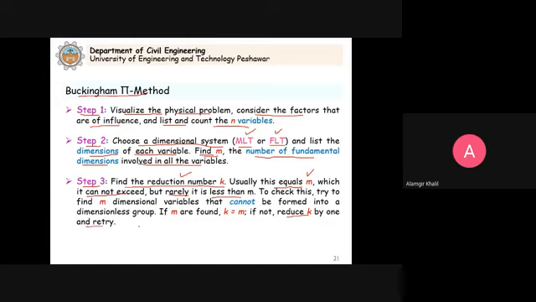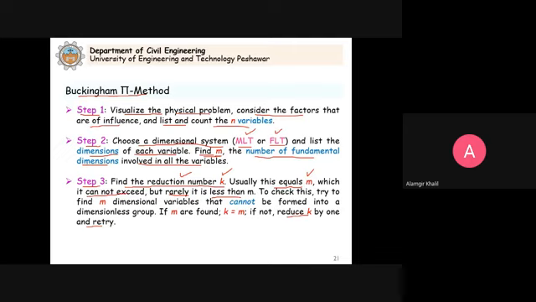So that's why this is written in your textbook. Maybe you may not find this step in other fluid mechanics books, but we try to cover every aspect. So step number 3 is to find the reduction number k, which will be most of the time equal to m. In very rare cases, it may be different than m. I will give an example if we have time.